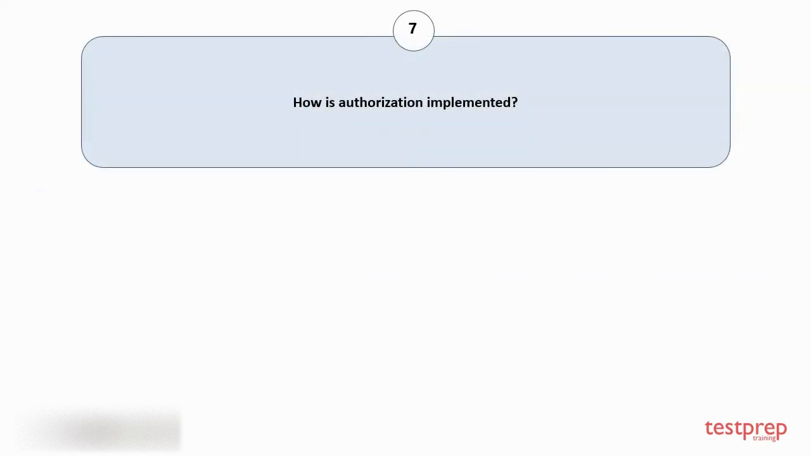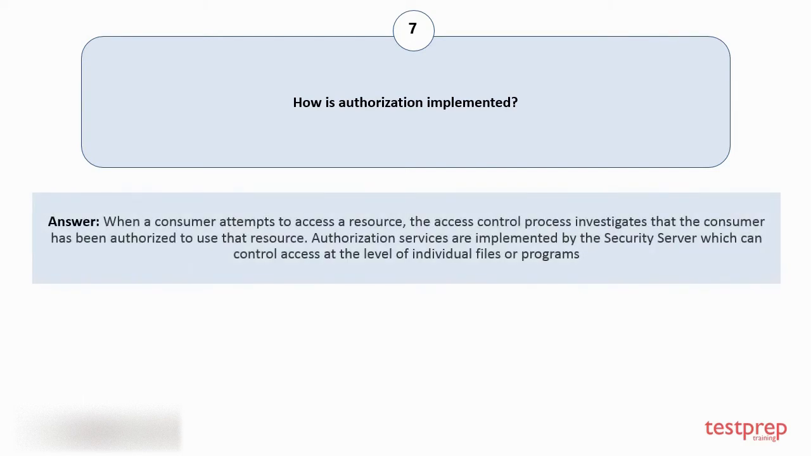Question number 7, how is authorization implemented? Your answer is: when a consumer attempts to access a resource, the access control process investigates that the consumer has been authorized to use that resource. Authorization services are implemented by the security server, which can control access at the level of individual files or programs.